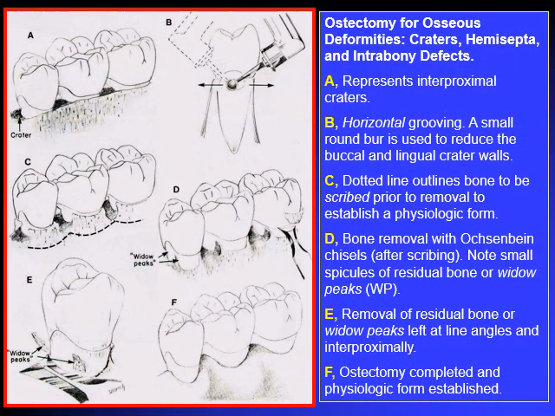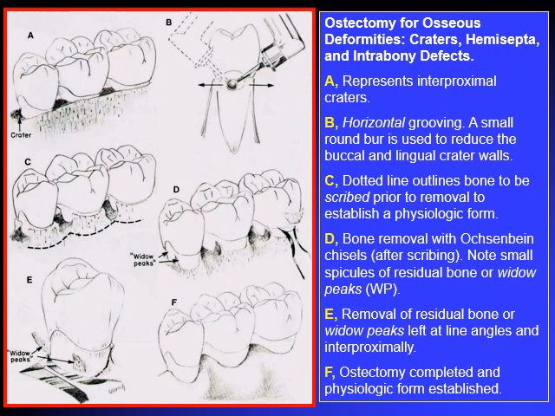Here is another situation, which describes the osteotomy technique, the flattening of the interproximal bone and the marginal gradualization of the bone. These are the two steps of osteotomy. In A, there is a deep interdental crater.